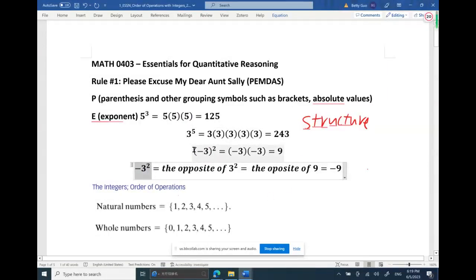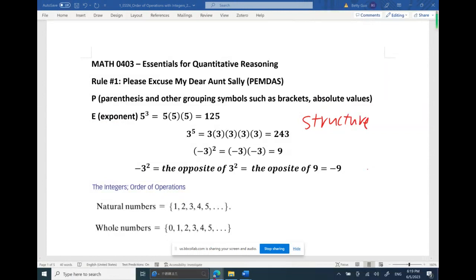They are different. In this expression, with the parentheses, it indicates the base is -3. And this, without the parentheses, means the power has nothing to do with the negative sign at all. The negative sign is placed in front of the power. You can translate that negative sign as the opposite. All right? Questions?